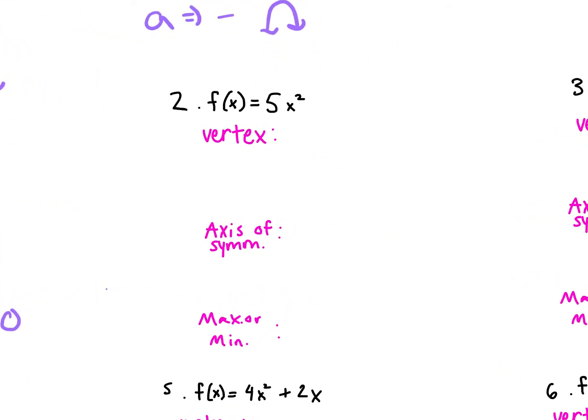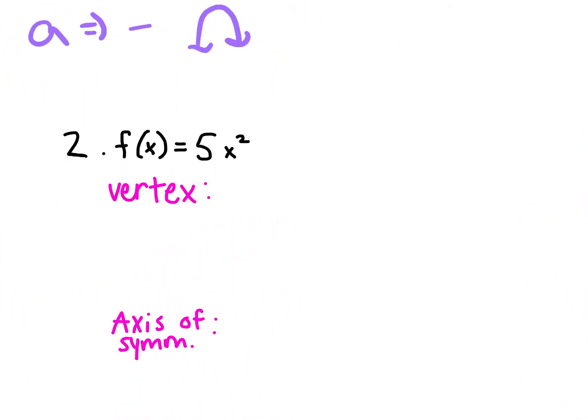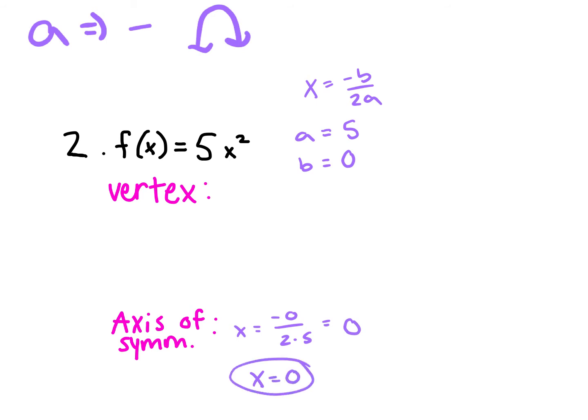All right, for number 2. So our axis of symmetry formula is x is equal to negative b over 2a. What's the a here? 5. Mendoza, what's the b? 0. Perfect. So we have x is equal to negative 0 over 2 times 5. So if 0 is on top, it's automatically 0. So x is equal to 0 is my axis of symmetry.